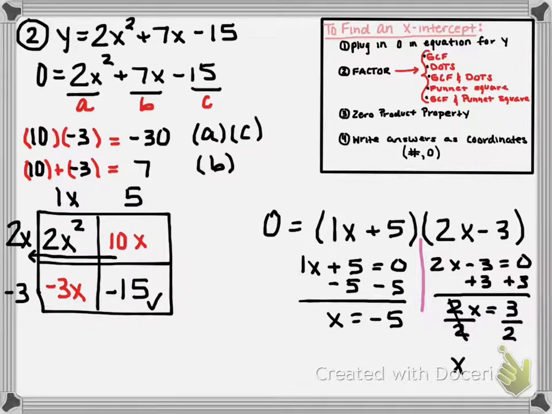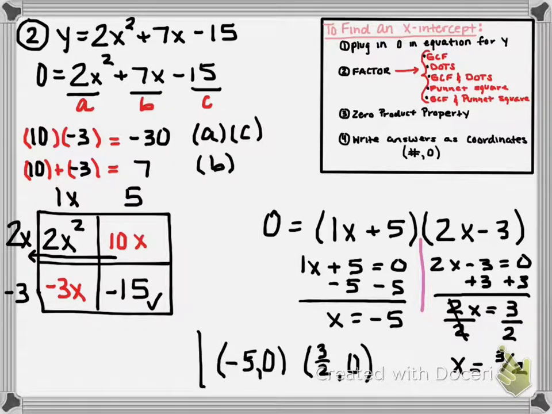And I get x equals 3/2, or 1.5. Now that I have those 2 numbers, I have to do step number 4, which is to take my answers and write them as coordinates. So my 2 answers are (-5, 0) and my other answer is (3/2, 0). And that's your final step. Make sure that you show all of your work for these guys because there are a lot of steps here and a lot of places that you could go wrong if trying to do it in your head.